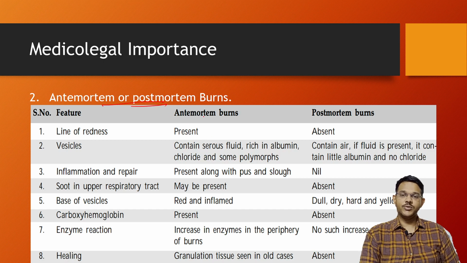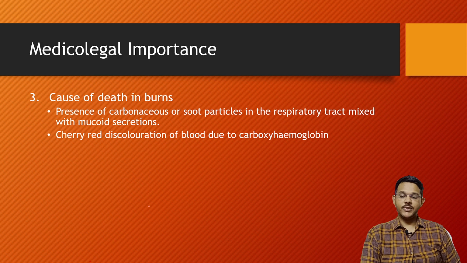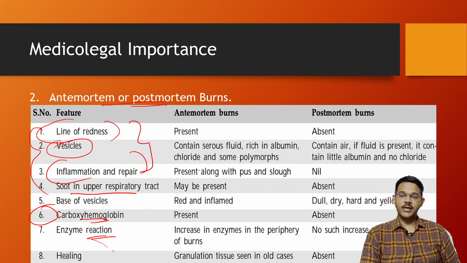Antemortem burns and postmortem burns can be determined based on the inflammatory reactions, presence of lines of redness, and vesicle formations. Inflammation is typically seen in antemortem burns and absent in postmortem burns because of vital reactions. If the person is alive, then there may be soot in the upper respiratory tract, as he may inhale the soot, that is, burn gases, which is seen in antemortem burns. Then the presence of carboxyhemoglobin again indicates the person inhaled carbon monoxide. If you take a skin sample, an enzymatic reaction may be seen. Sometimes there may be gradual healing, and granulation tissue may also be seen.